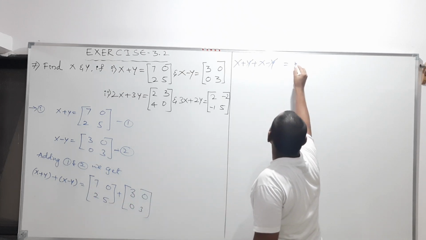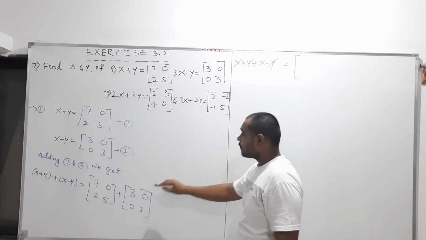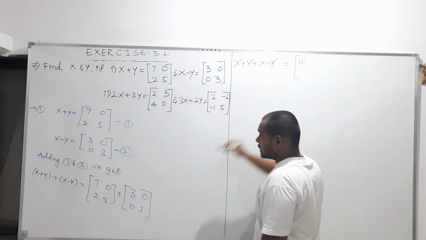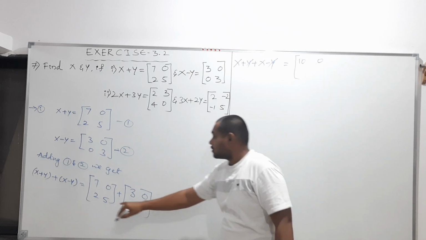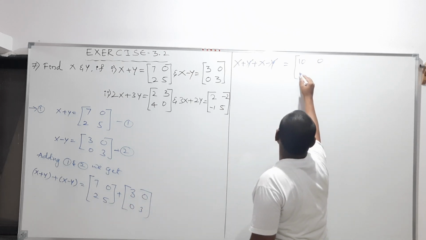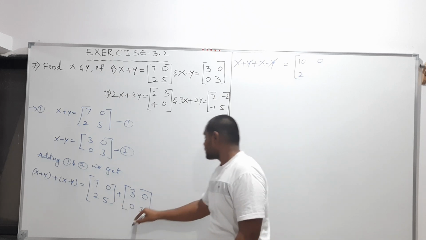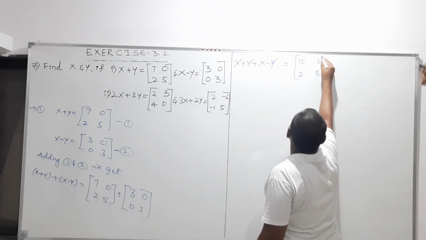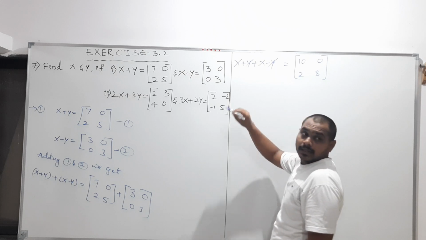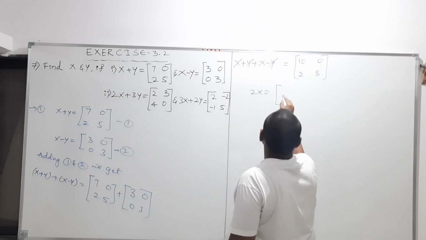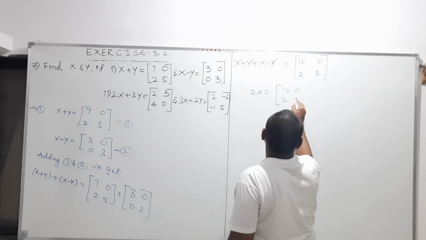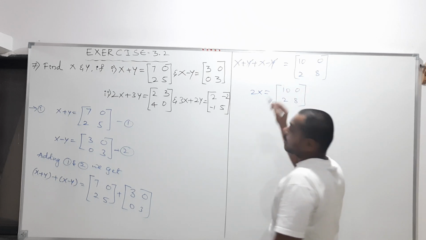So 7 plus 3 is 10, and next 0 plus 0 is 0, 2 plus 0 is 2, 5 plus 3 is 8. So therefore my dear student, x plus x is 2x is equal to [10, 0; 2, 8]. Can I write it like this?